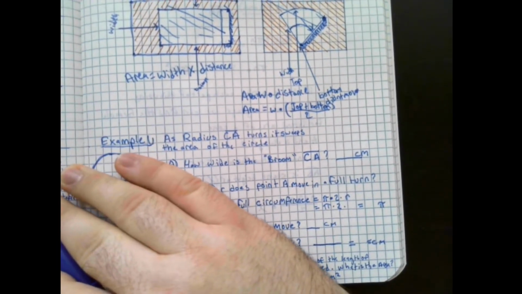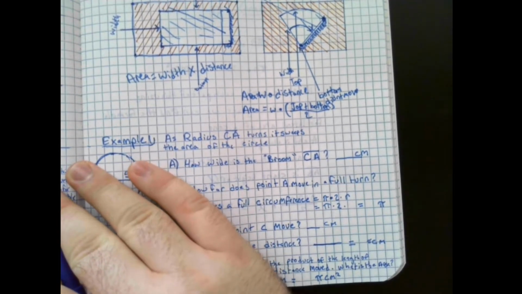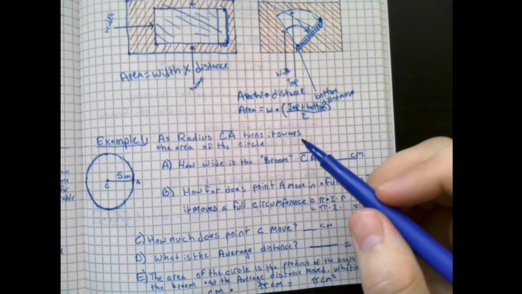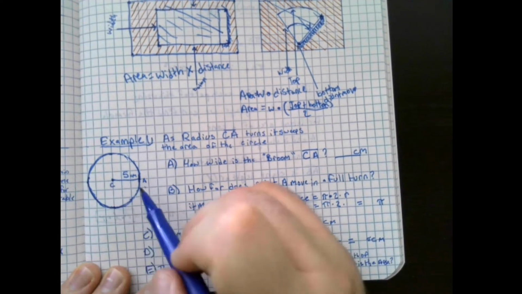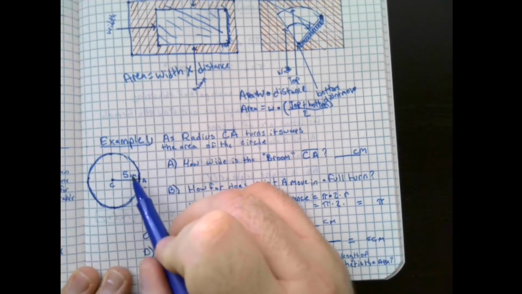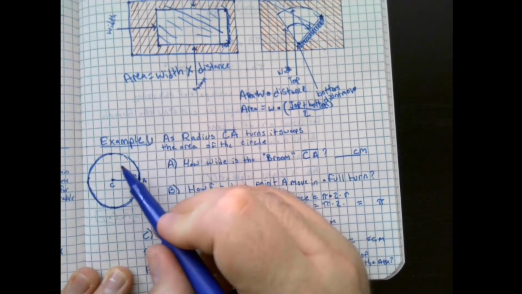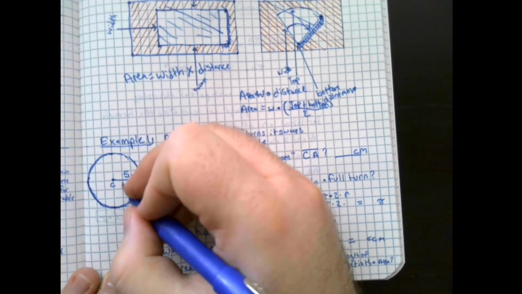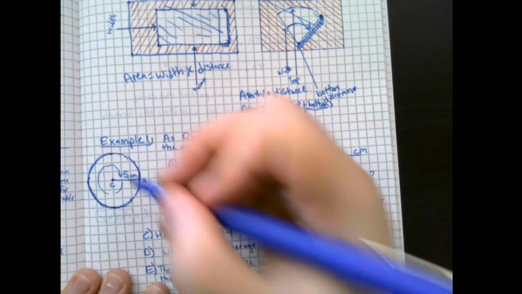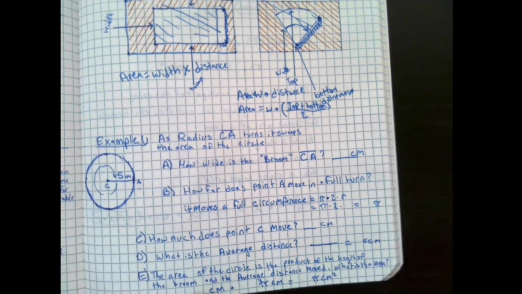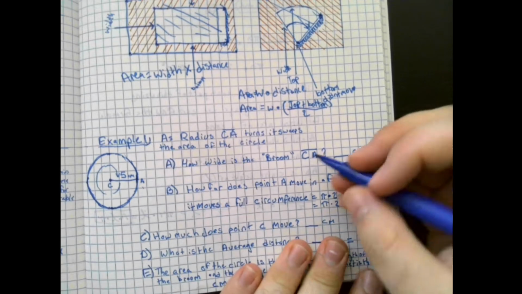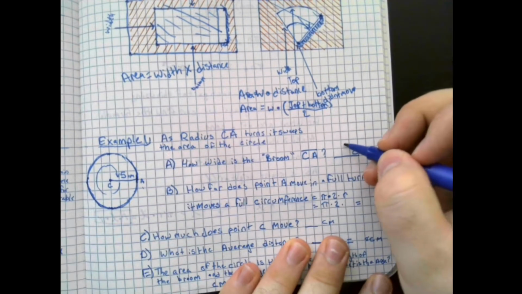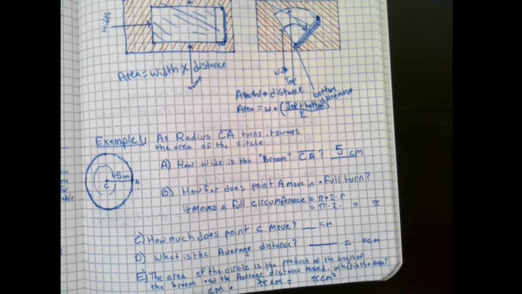Now, our first example says that as the radius CA turns, it sweeps the area of the circle. So we have a radius over here, CA, going from the center to the outside. We have a distance of 5 centimeters here, and we're told that if this were to go around, it would sweep the entire area of the circle. Now, how wide is that broom? Well, we can see in the picture that it's 5 centimeters.